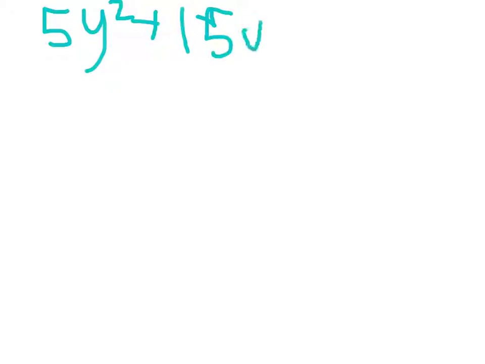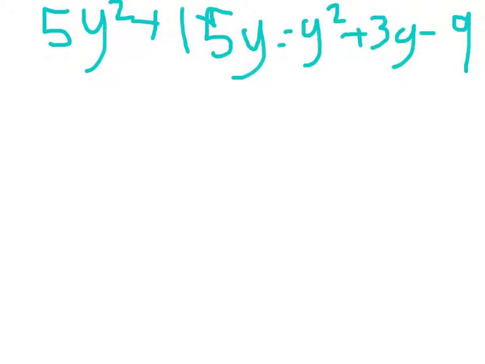So the problem that I'm gonna teach you to solve is 5y to the second plus 15y equals y to the second plus 3y minus 9. First thing you need to do is make one of the sides equal 0. So to do that, I am going to subtract y to the second on both sides.